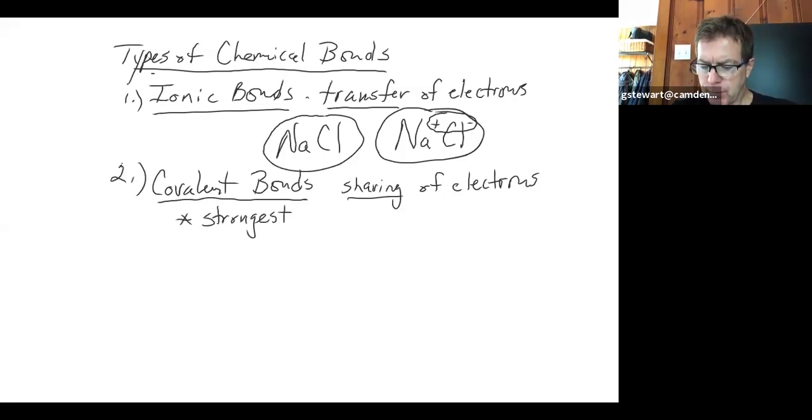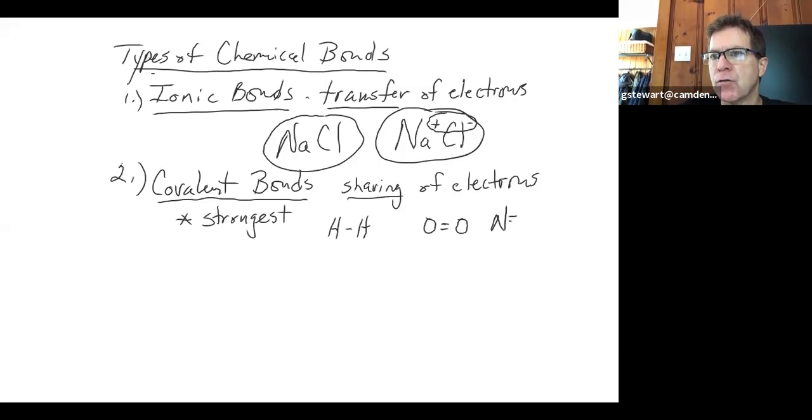Okay? So one pair of electrons gets shared between two atoms. If a hydrogen shares electrons with another hydrogen, that's called a single covalent bond. If an oxygen shares electrons with another oxygen, we put two hashes there, that would be a double covalent bond. And finally, nitrogen to nitrogen is a triple covalent bond. These are very strong in nature.